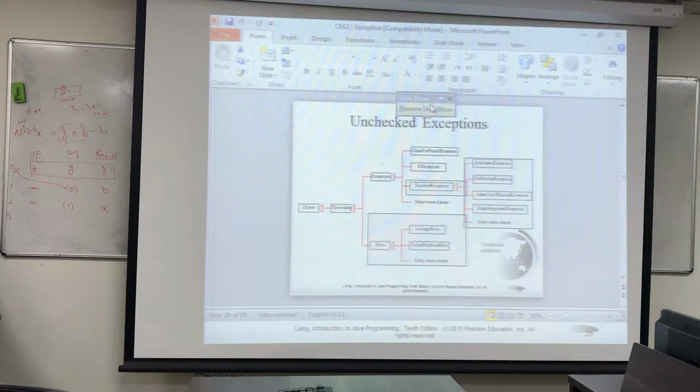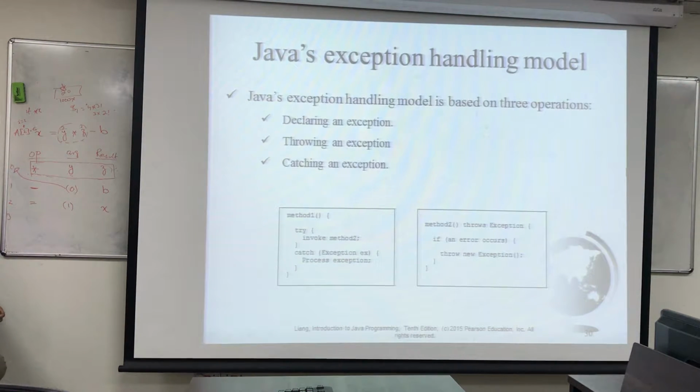Now let's continue from here. They explain that the exception handling model is based on three operations: declaring an exception, throwing, and catching. We have discussed this already. You have a method here. This method declares that there might be an exception. You declare it, and then the second step is throwing it. This method must throw it. So this is what you are doing.